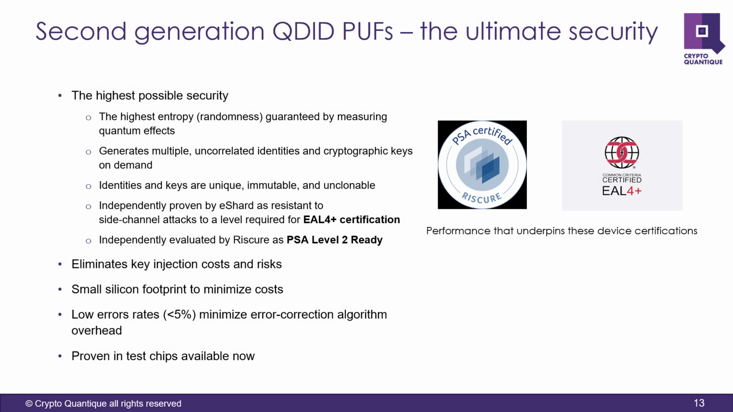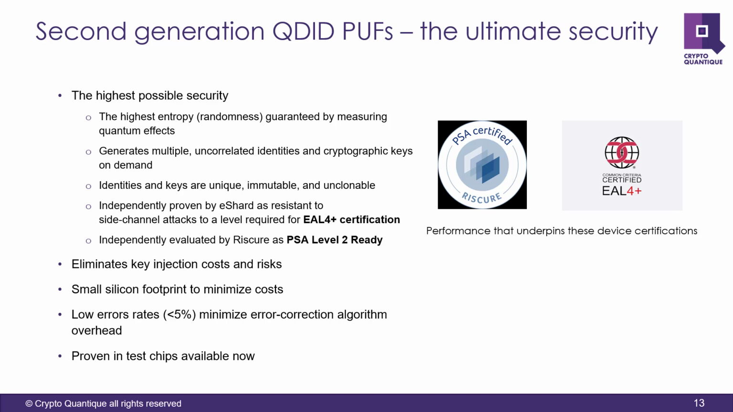These second generation PUFs provide the highest possible security. Firstly, they have very high entropy or randomness. This is guaranteed because you're measuring a quantum effect. They have multiple uncorrelated keys within the 64x64 array or within the QDID IP. This means you can generate cryptographic keys on demand and they're uncorrelated to other keys. The identities provided by these seeds are unique, immutable and unclonable in this type of PUF.